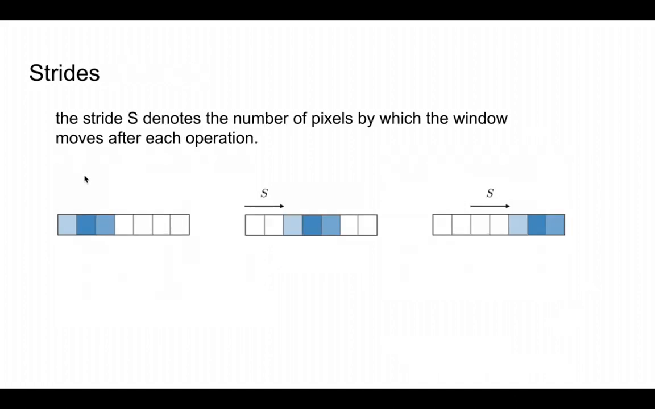The stride denotes the number of pixels by which the window moves after each operation. All the examples we have shown so far are stride 1. If we put stride 2, the next sliding window will shift by 2 pixels. And after we finish the operation, the next sliding window shifts another 2 pixels.